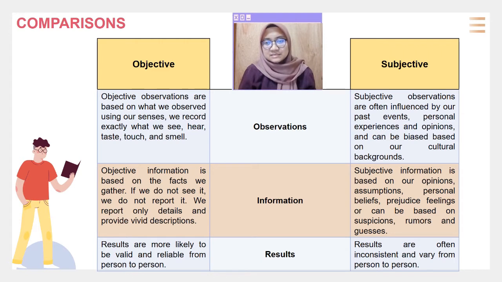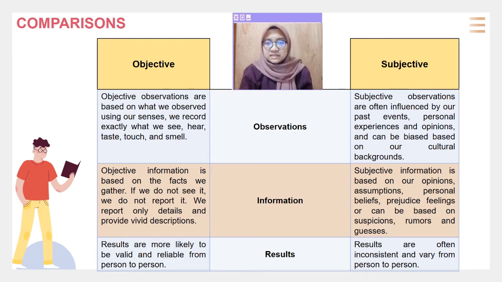Okay, now let's look at these two comparisons. In observation, objective observations are based on what we observe using our senses. We record exactly what we see, hear, taste, touch, and smell. Meanwhile, subjective observations are often influenced by our past events, personal experience, and opinions, and they can be biased based on our cultural background.